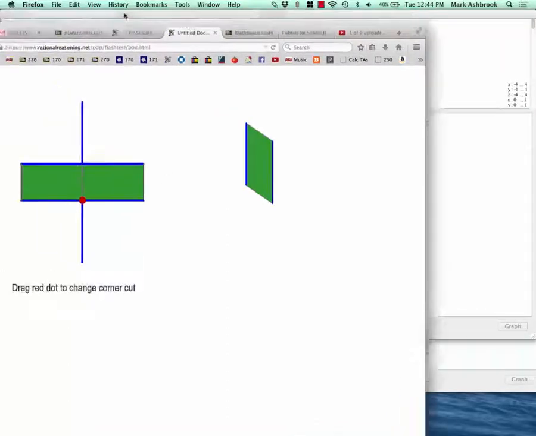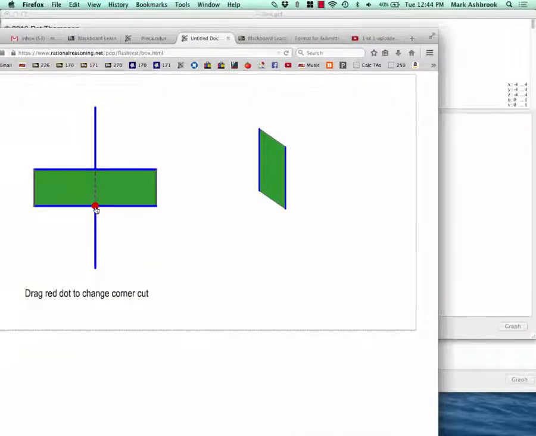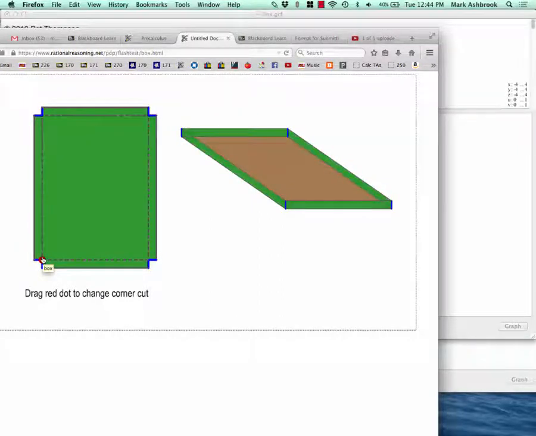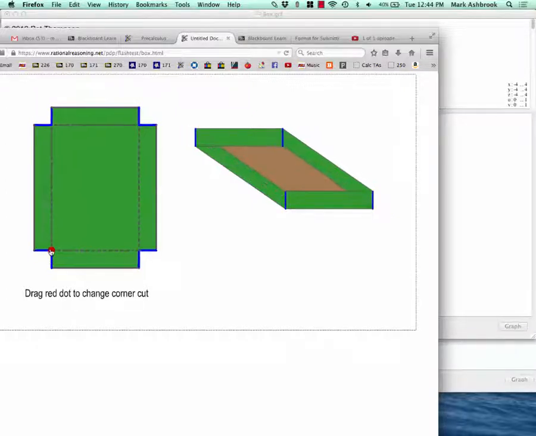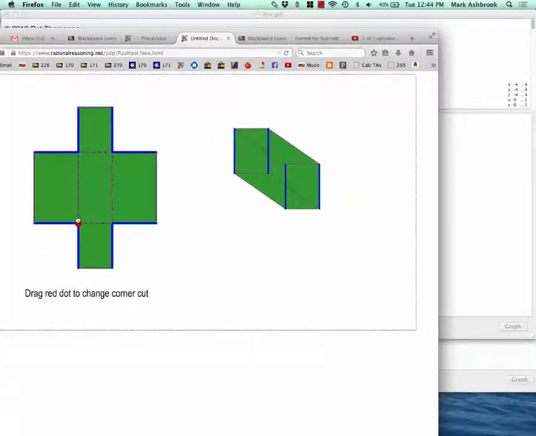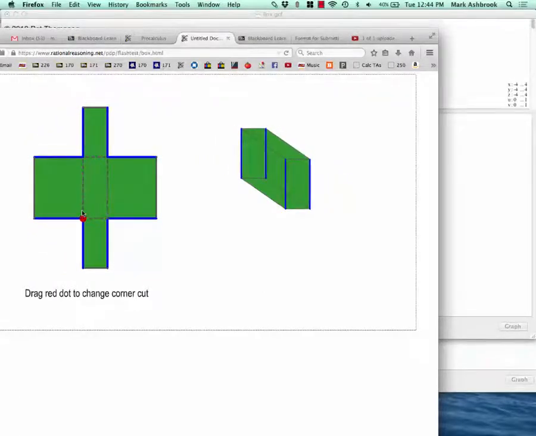Okay, so this is showing the same thing, but kind of two views at once. So if I cut a small corner, I get a flat low box, and as I cut out the corner larger and larger, the box changes, gets taller and more narrow, based on folding those flaps up after you cut the corners out.